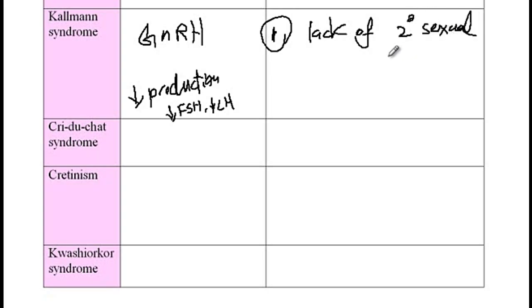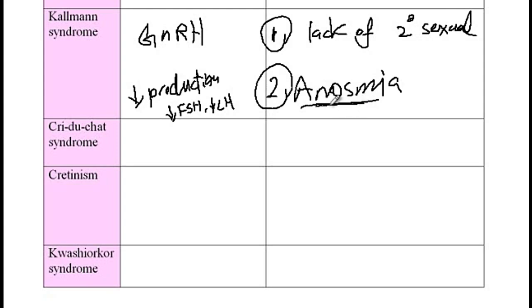Like females will lack breast or axillary hairs. They would also have primary amenorrhea, and then in males they would have small penis with decreased muscle mass and no deepening of the voices. And then the other feature is anosmia, which means that these patients cannot smell, and this is due to the fact that GnRH cells cannot migrate to form the olfactory bulb, and thus due to the lack of the olfactory bulb, these patients cannot smell.